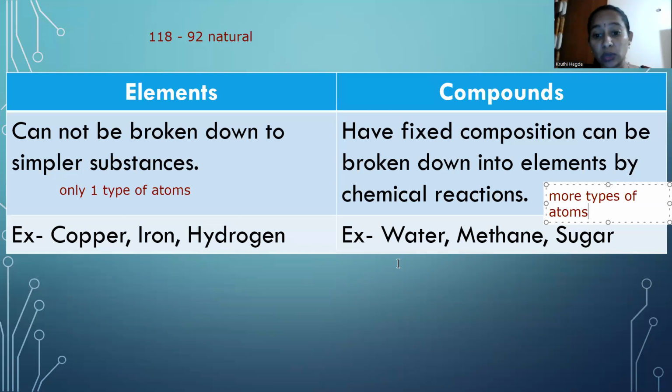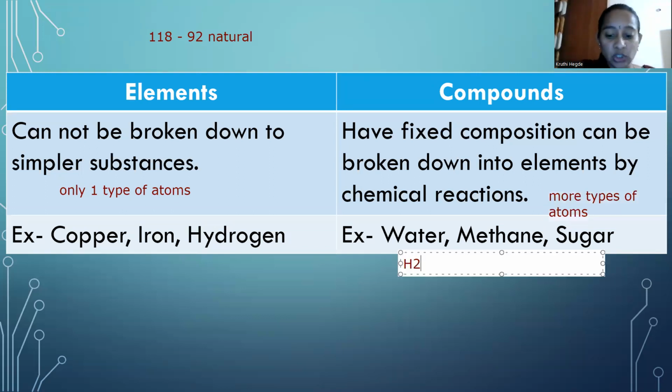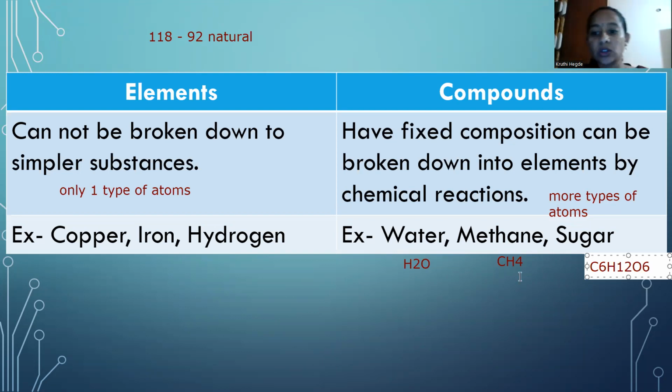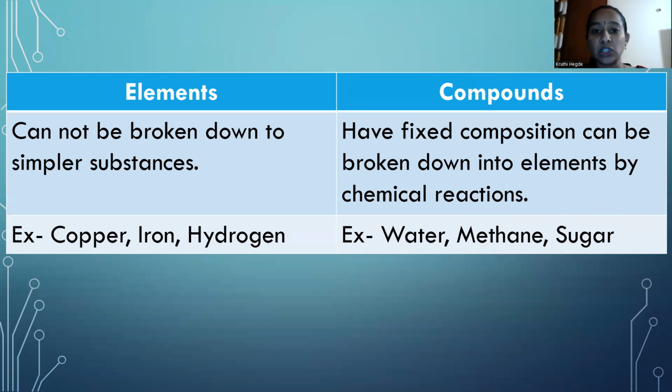In case of water, it has H2O. I can separate hydrogen and oxygen. In case of methane, it has CH4. I can separate carbon and hydrogen. In case of sugar, it has C6H12O6. Oxygen, hydrogen, and carbon will be there, which can be separated again. So these are the main differences between elements and compounds. But both elements and compounds are pure substances, because though a compound has two or more elements, they are always in fixed proportion.